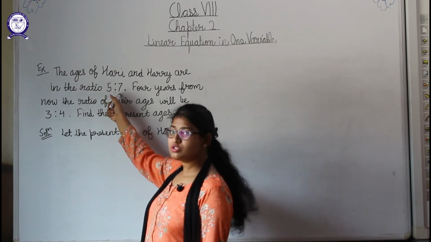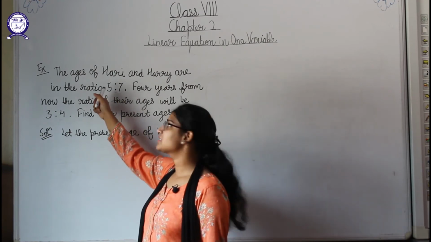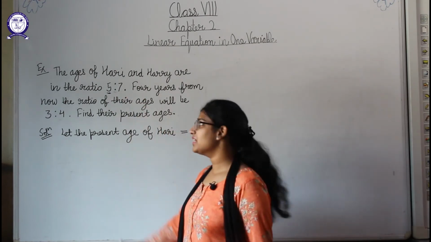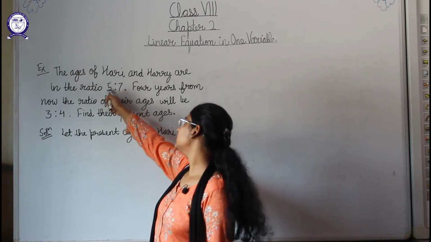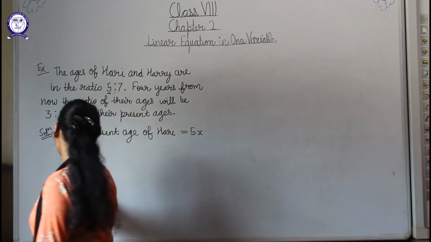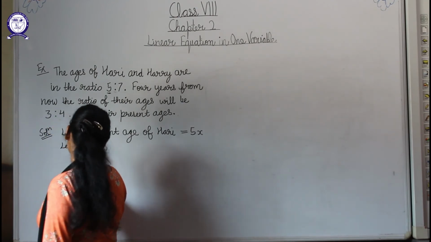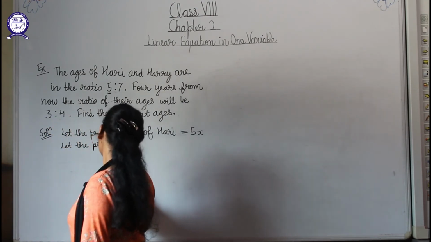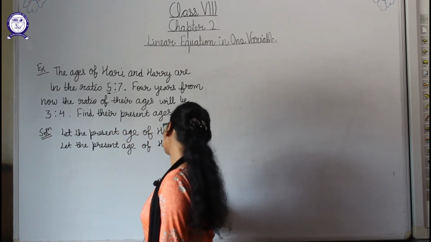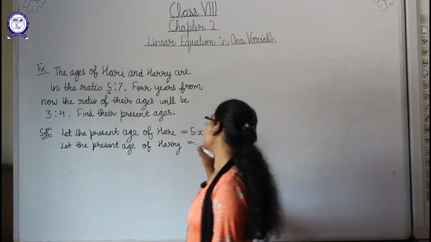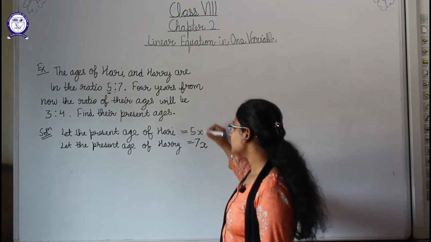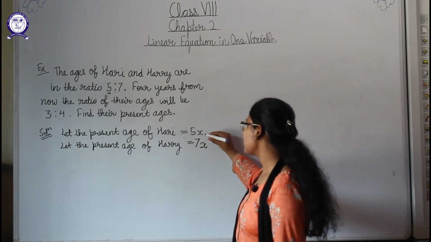The ratio is 5:7, which means we will take 5x and 7x. 5x will be for the first one, because 5 is written first and the first name is Hari, so it will be 5x. And let the present age of Harry be 7x, since here it is 7. As the ratio is 5:7, we have taken 5x and 7x.